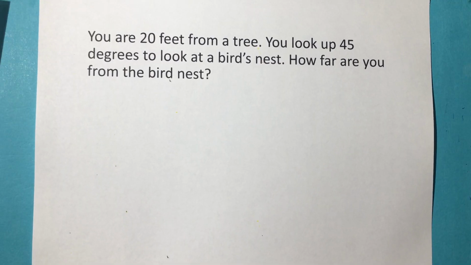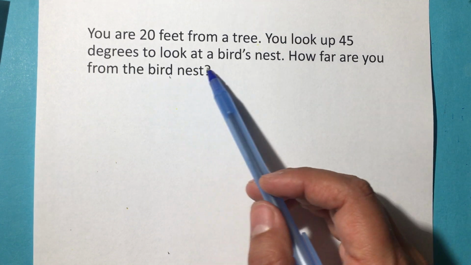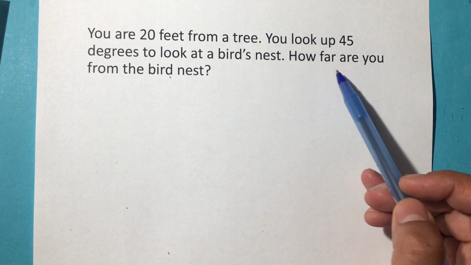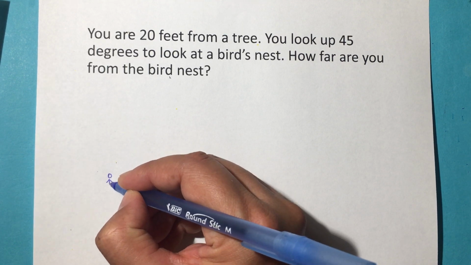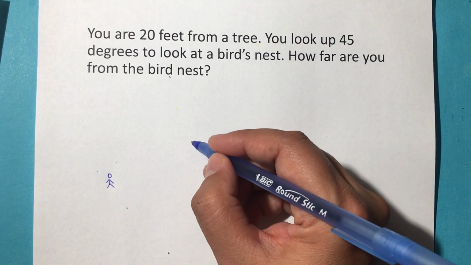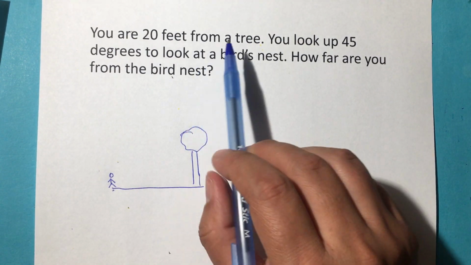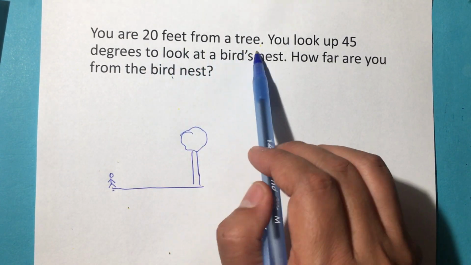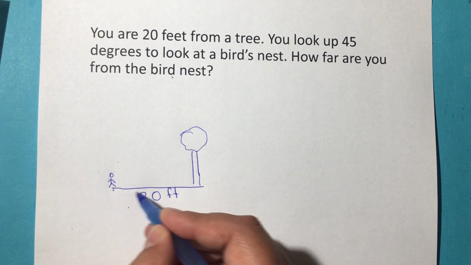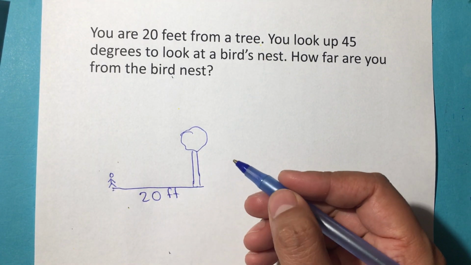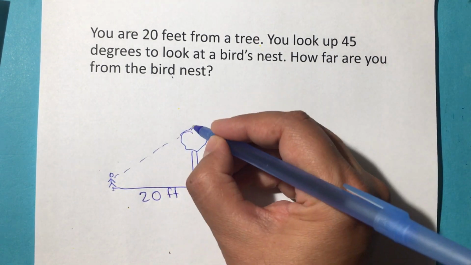Okay. For the next one, it says you are 20 feet from a tree. You look up 45 degrees to look at a bird's nest. How far are you from the bird nest? So you're down here and there is a tree, and it says that you are 20 feet from the tree. So this 20 feet refers to your distance to the tree. Okay. You look up 45 degrees to a nest.